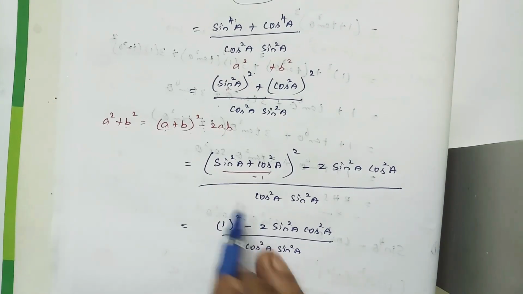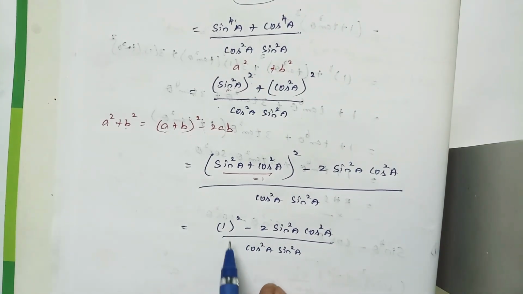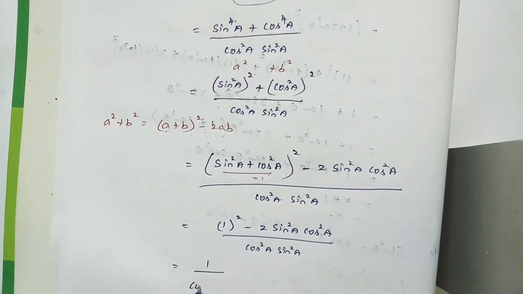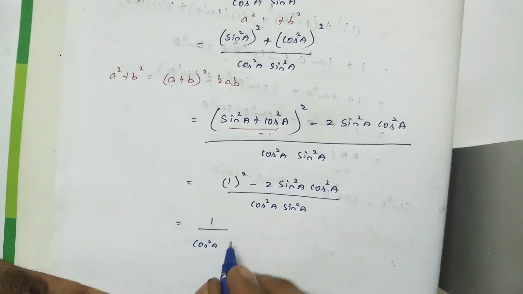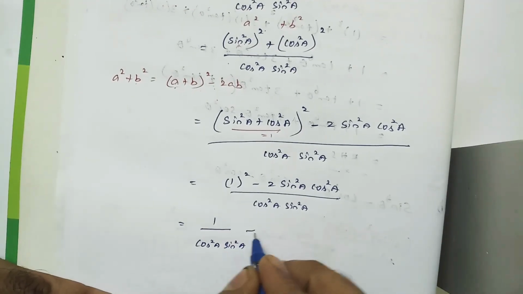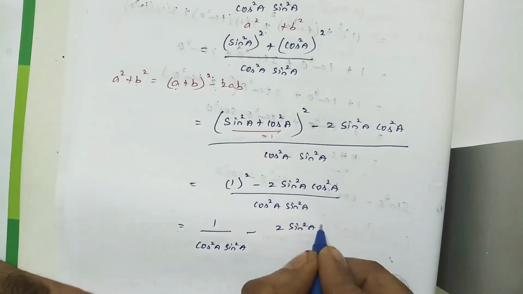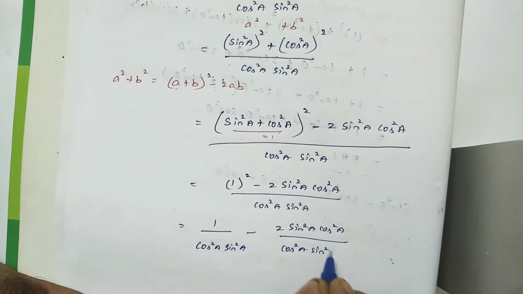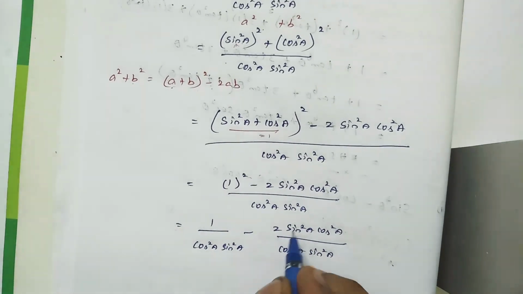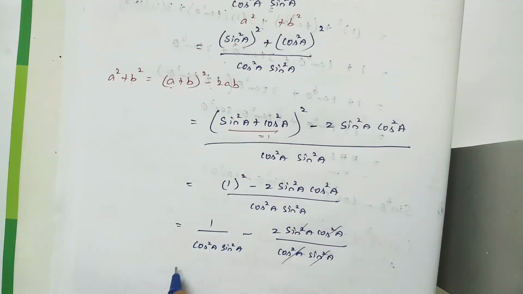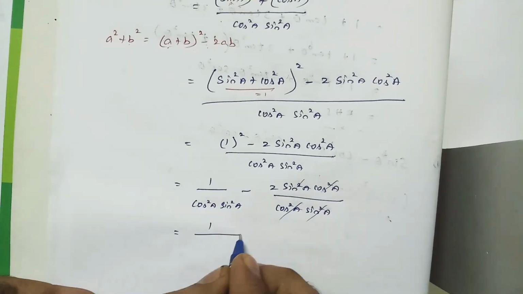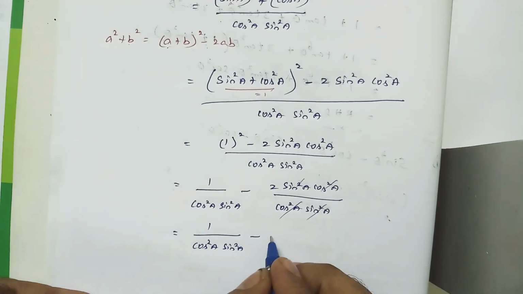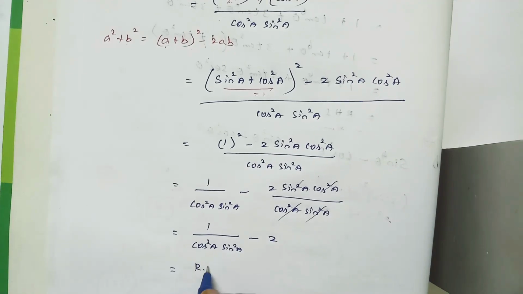Looking at the RHS, we are very close, but we want two terms, so I'm going to split it up. It is 1 by cos²A sin²A minus 2 sin²A cos²A divided by cos²A sin²A. Simplify: sin²A cancels, cos²A cancels, so remaining is 1 by cos²A sin²A minus 2. We got the RHS.